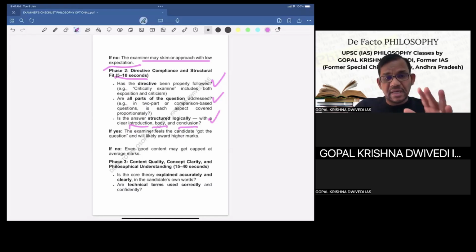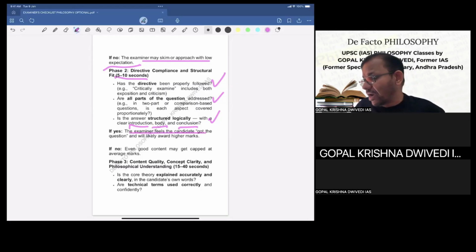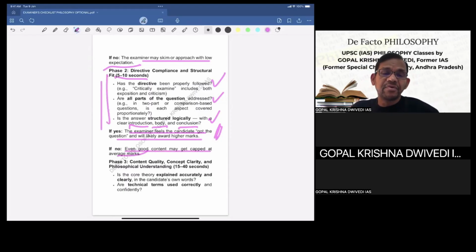Now, if the answer to all these phase two points is yes, then the examiner feels that the candidate got the question and will likely award higher marks. Then he will have a positive impression of the student, and perhaps he may put you in the good or excellent category. Now, if no, then good content may get capped at average marks. So if these points are not there, then even if you subsequently write good content, you may get average marks. And that happens with most of the students, basically.